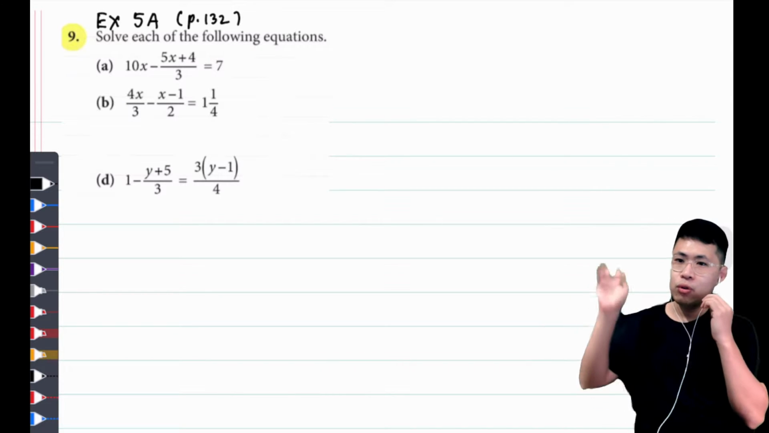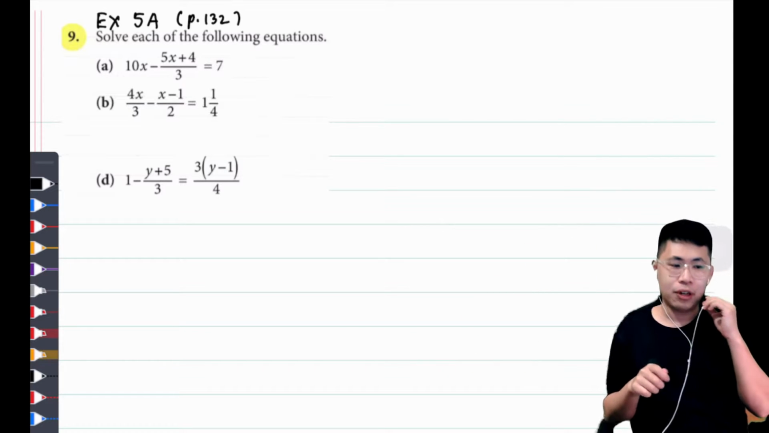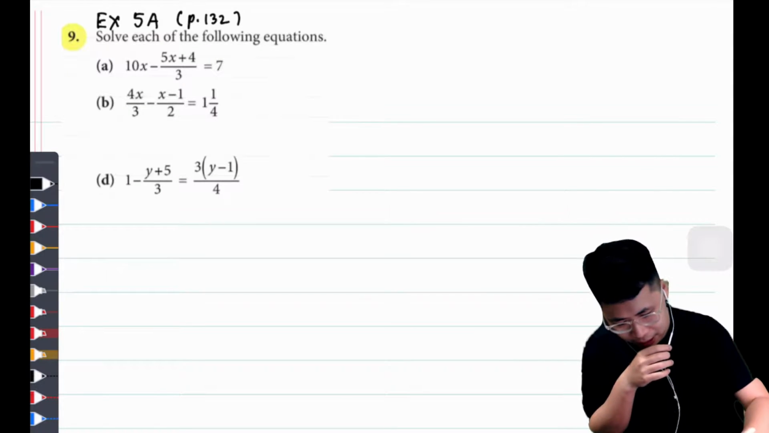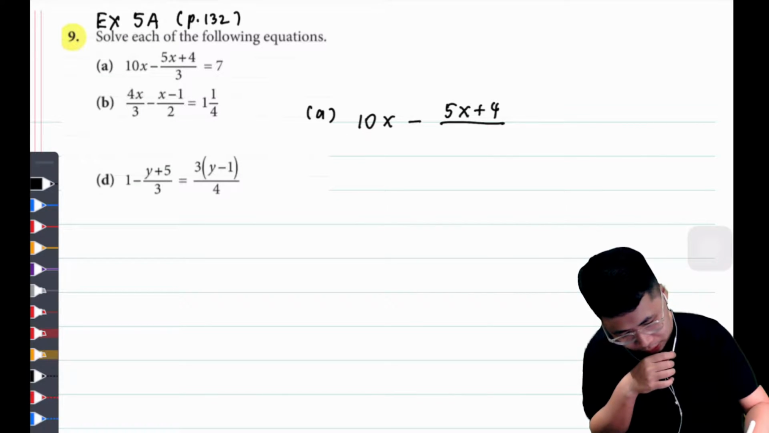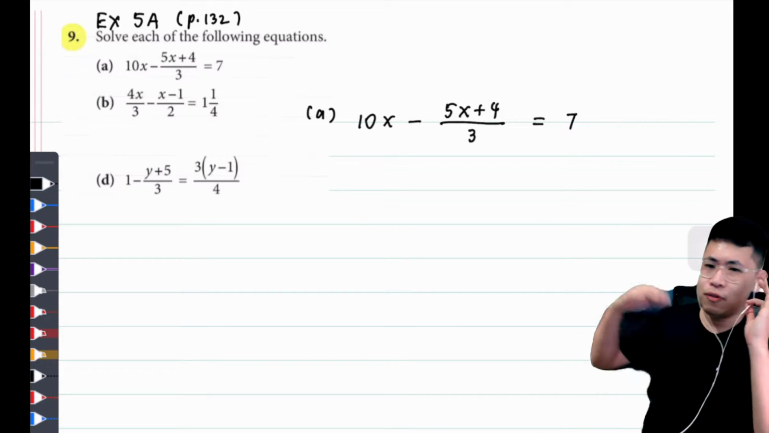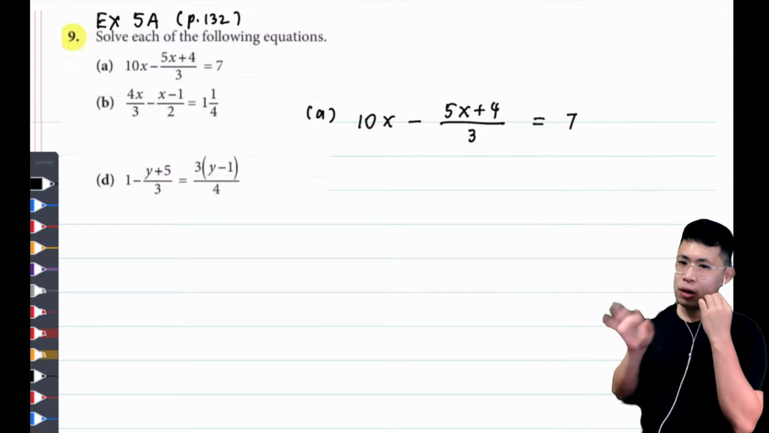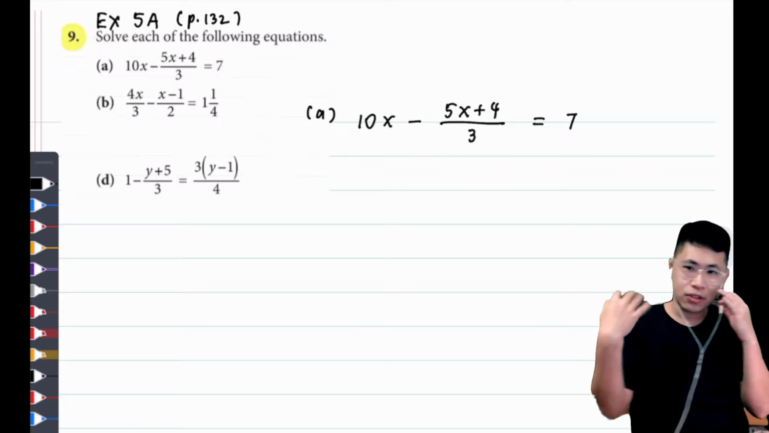Alright, so over here we're going to look at exercise 5a, specifically question 9, questions A, B, and D. So for this one we'll be solving 3 questions. First, let's take a look at A. We have 10x minus (5x plus 4) over 3 equals 7. The problem with this is if you were to move something left or right, we still get a fraction. So one way we could do it is move the 10x to the right, multiply the 3 on top, and then solve as usual.